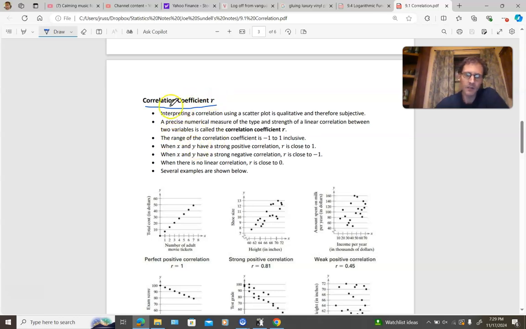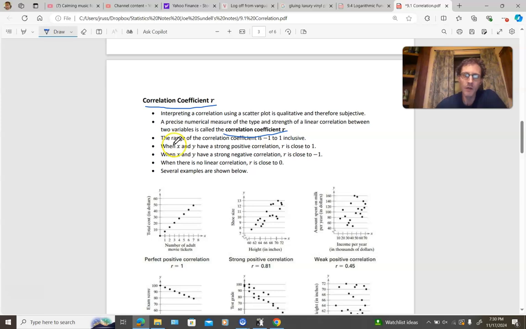All right, well, let's look at some of these characteristics associated with R. We want it to be quantitative and not qualitative. So we're going to use a precise numerical measure, and we're going to call it the correlation coefficient. Okay, and the range of the correlation coefficient is going to be anywhere from -1 to +1 inclusive. That just means that it can actually be -1 or +1. All R is, guys, is the slope of the line.